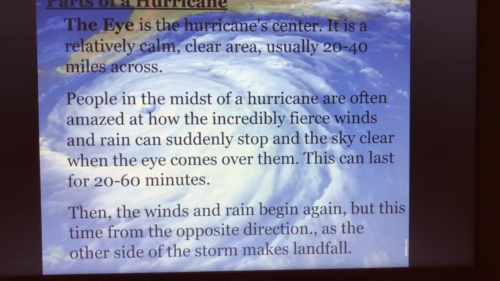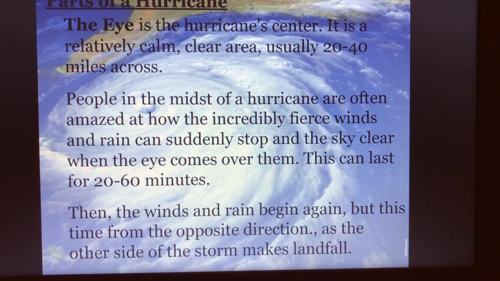Now, the parts of a hurricane. First of all, you have the eye. That's the hurricane center. It's calm, it's clear, it's about 20 to 40 miles across. Because of all the swirling winds, there's one empty space right in the center. And all the winds die down, the rain suddenly stops, the sky clears, the sun comes out as the eye passes over. And it can last anywhere from 20 to 60 minutes.